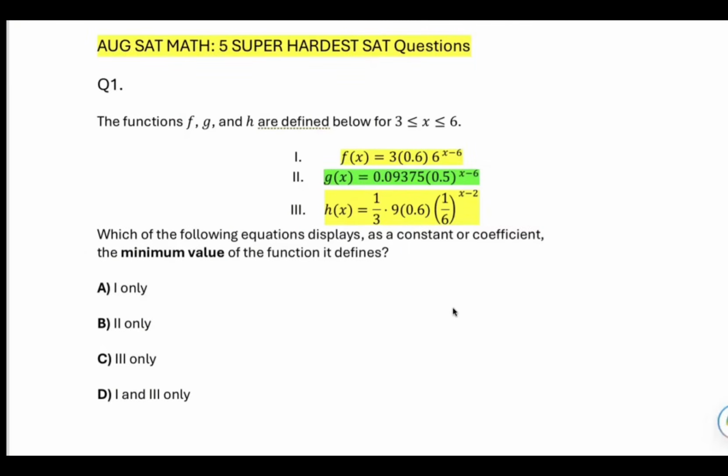If you're taking the SAT now and you see these 5 questions, what will be your score? This may be the hardest 5 questions you will see on the SAT. Are you ready? Model 2 training for the August SAT.